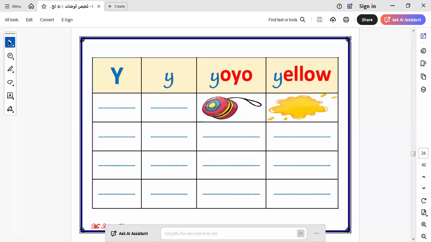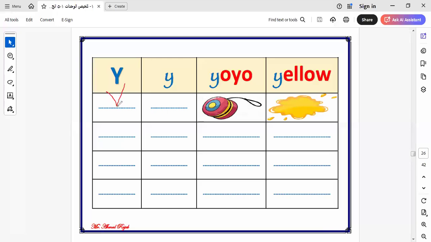Capital Y and small y written like this. This is the difference between capital Y and small y. Capital Y written like this and small y written like this. You must take care when you write it, okay?